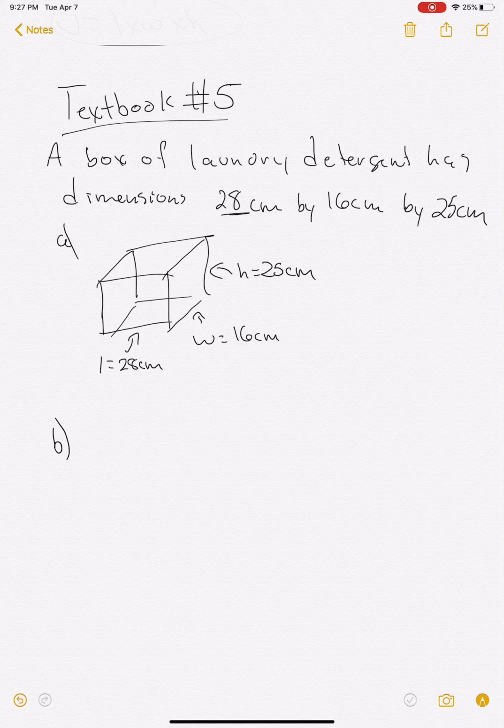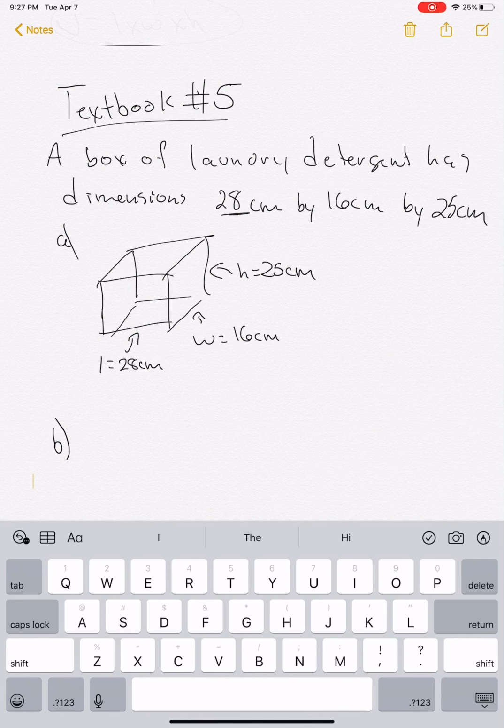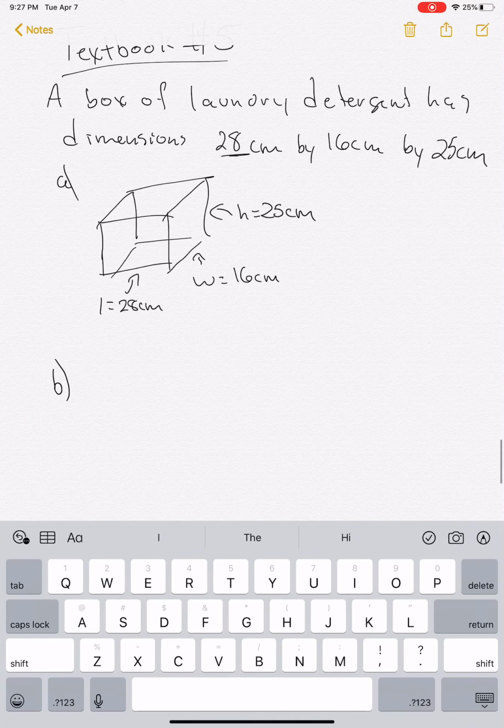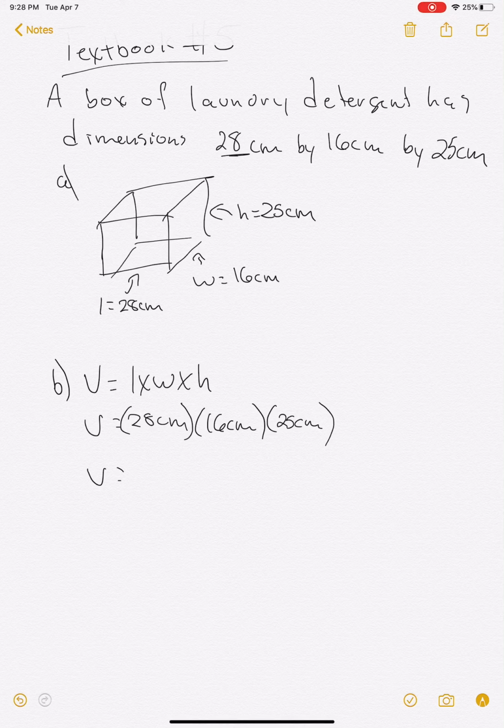And then in B, it is going to ask you what volume of detergent will fill the box. That's just asking us to find the volume. So volume is equal to length times width times height, and we are just going to plug in those numbers. Our length is 28 centimeters, our width is 16 centimeters, and our height is 25 centimeters. And then some quick calculations. Give me 1 second.